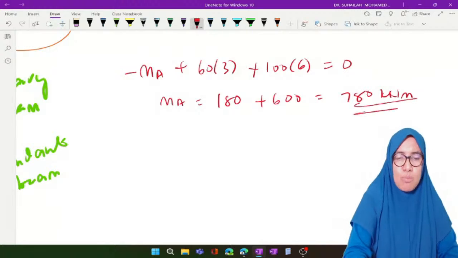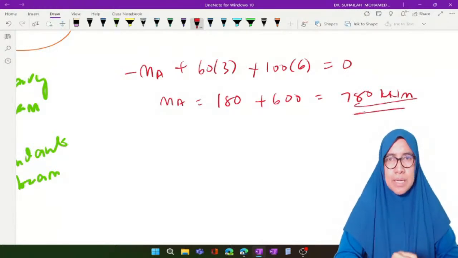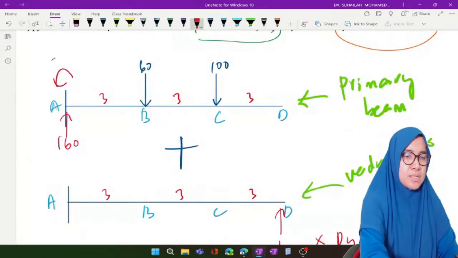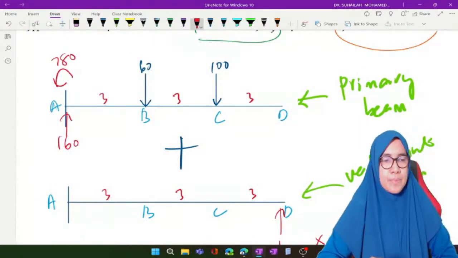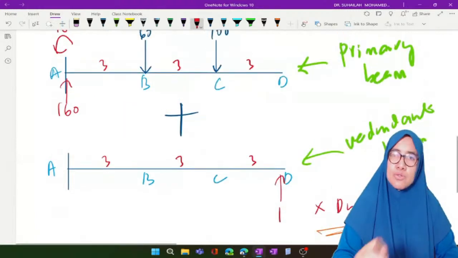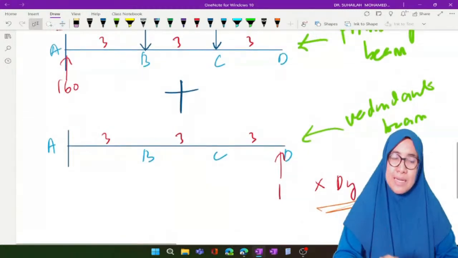Okay, this is the moment in the primary frame. It is 780. This one is 780. Okay, 160 and 780. Okay, do the same, calculate the reaction and moment in the redundant beam.